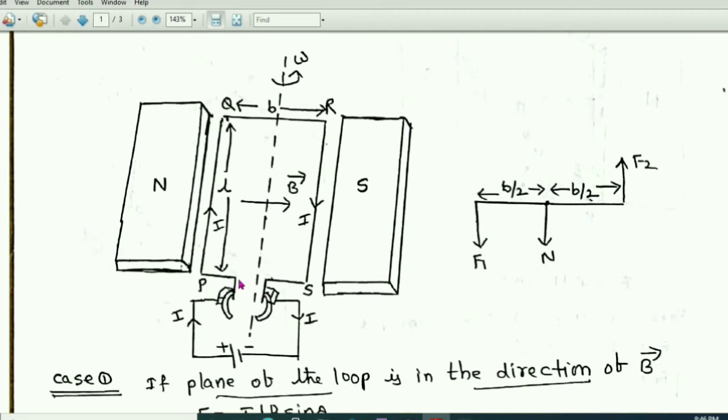Now let us take the other two arms, PQ and RS. The PQ arm is perpendicular to the magnetic field. If you observe, this is the direction of the magnetic field and this is PQ, and the angle at this point is 90 degrees. PQ is perpendicular to the magnetic field and RS is also perpendicular to the magnetic field. So when these arms are perpendicular to the magnetic field, they experience the maximum magnetic force.